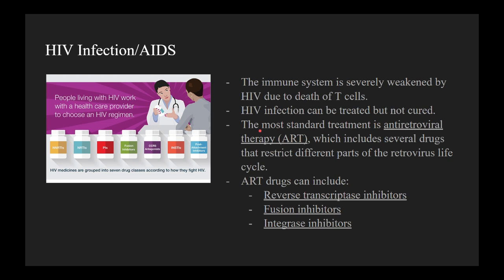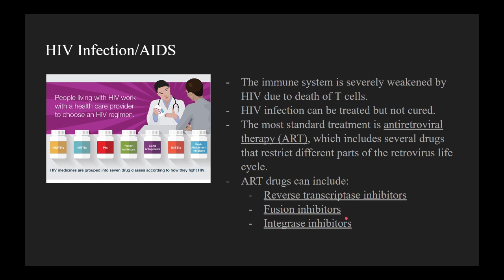And then HIV infection, of course, can't be cured, but it can be treated. The most standard treatment is what's called antiretroviral therapy, or ART here. There's I think 7 or 8 different classes of drugs that can be used within this therapy, but some of them include reverse transcriptase inhibitors, right? You're stopping the reverse transcriptase from making the RNA into DNA.